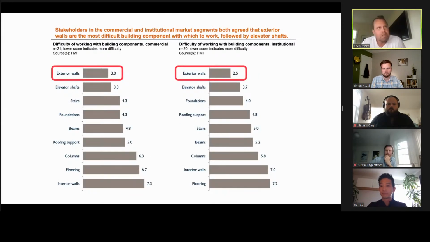This is part of a study by FMI, and what they did is they went out to building owners and developers and asked them, what part of the construction project do you see as being the most challenging? And most of the respondents came back that the exterior wall is. And I think that speaks to why my presenters, or our presenters today, are such intelligent people solving such complex problems, focusing on the building envelope and the building enclosure.